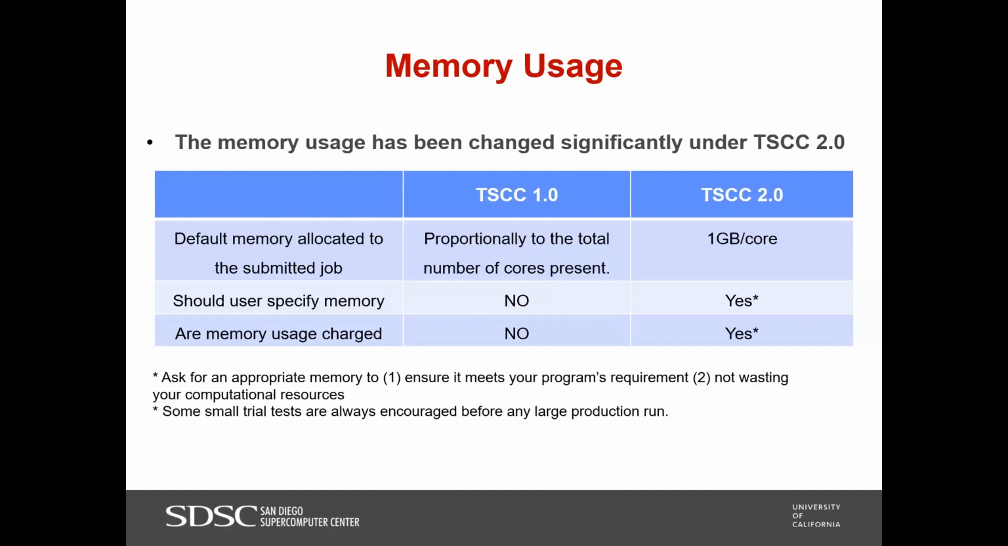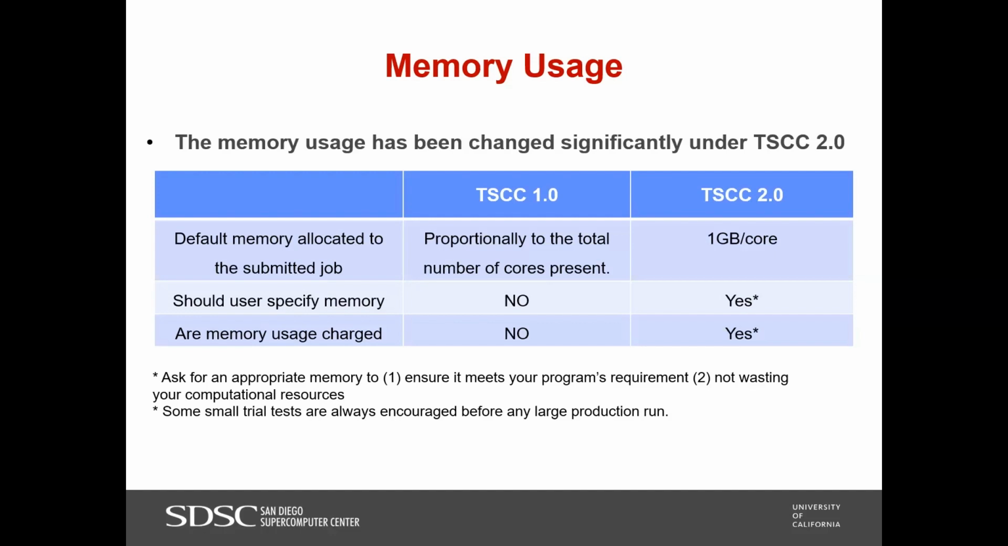So under TSCC1, the default memory allocated to the submitted job is proportional to the total number of cores present. So in that case, you should not specify memories in your qsub command or in your qsub job script. And we also don't charge your memory usage under TSCC1. But now for TSCC2, the default memory allocated to the submitted job is 1 GB memory per core. So that's the default value.